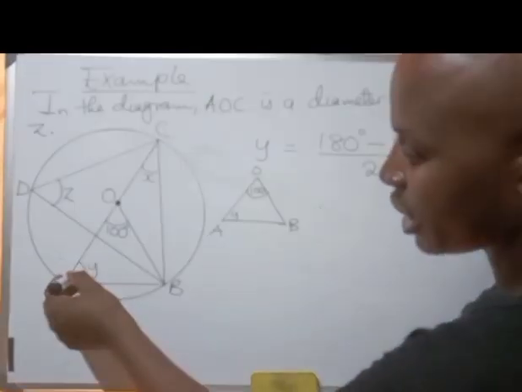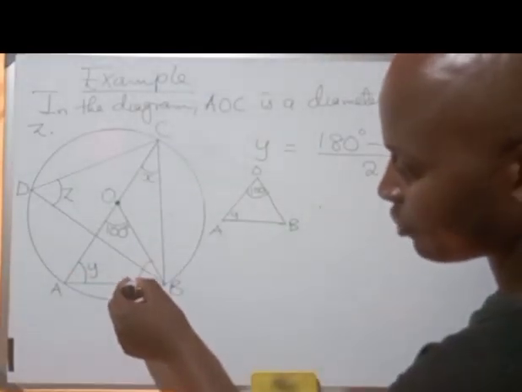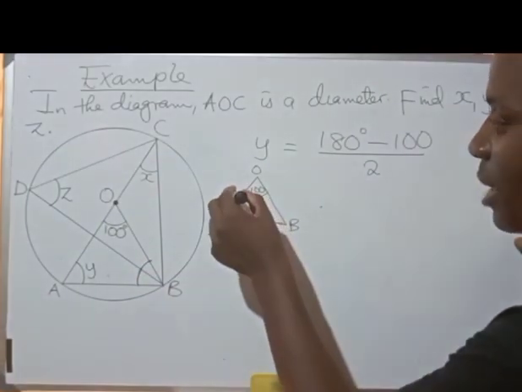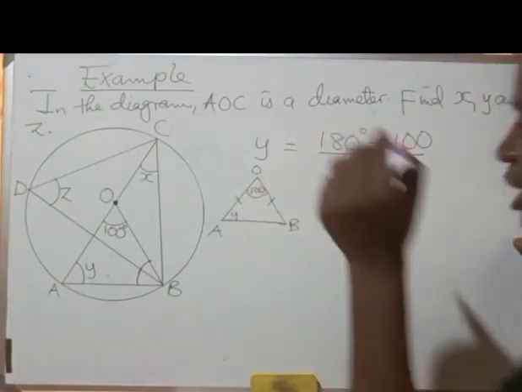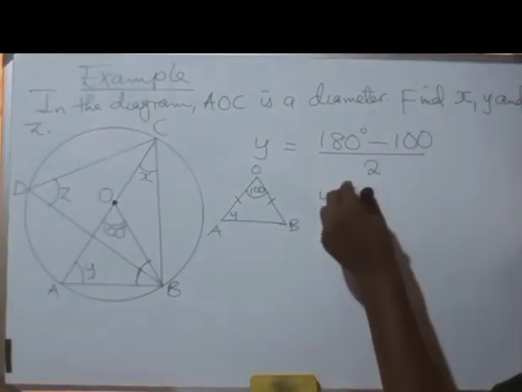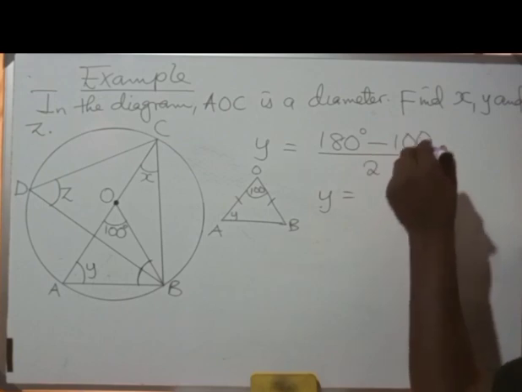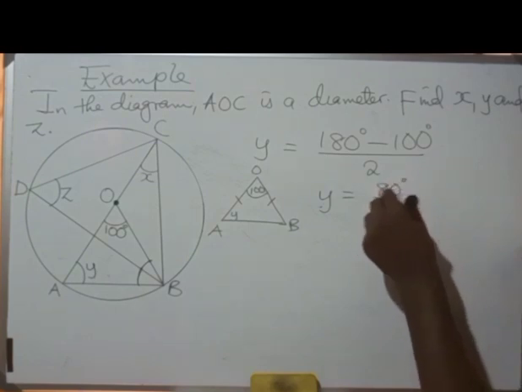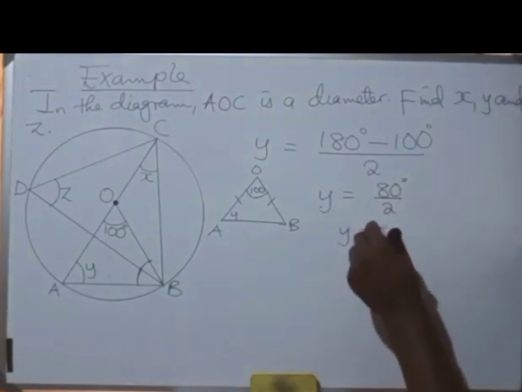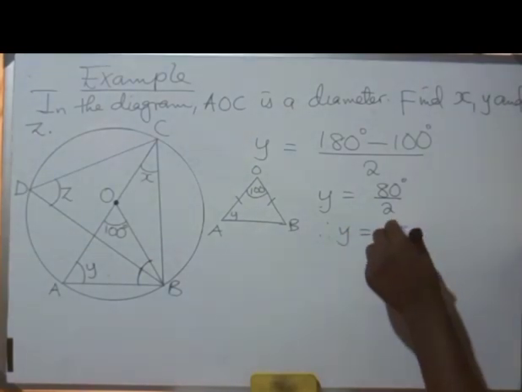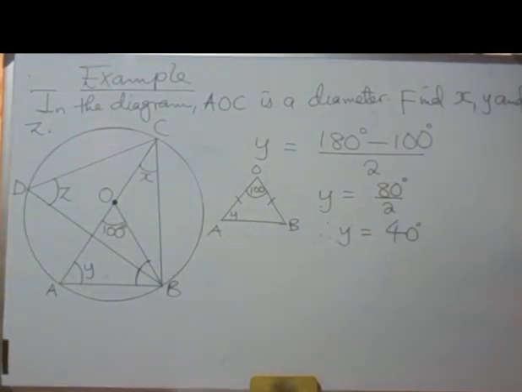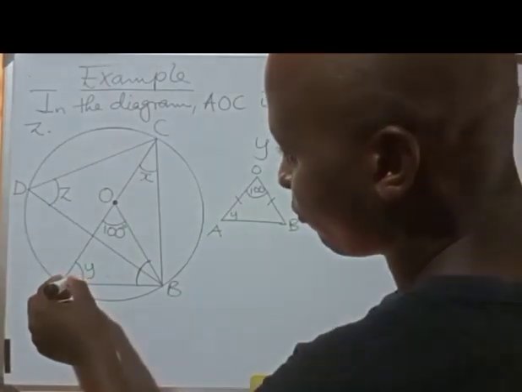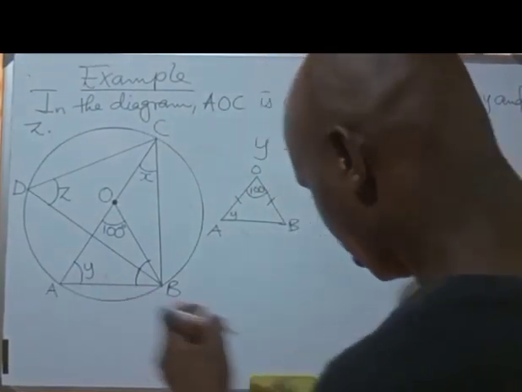So this means that whatever I'm going to get here, it will be the same as what I'm going to have there. So no wonder I'm dividing it by 2. So therefore, what is 180 minus 100 degrees? We are going to have 80 degrees. So 80 degrees divided by 2. So the value of y will be 40 degrees.